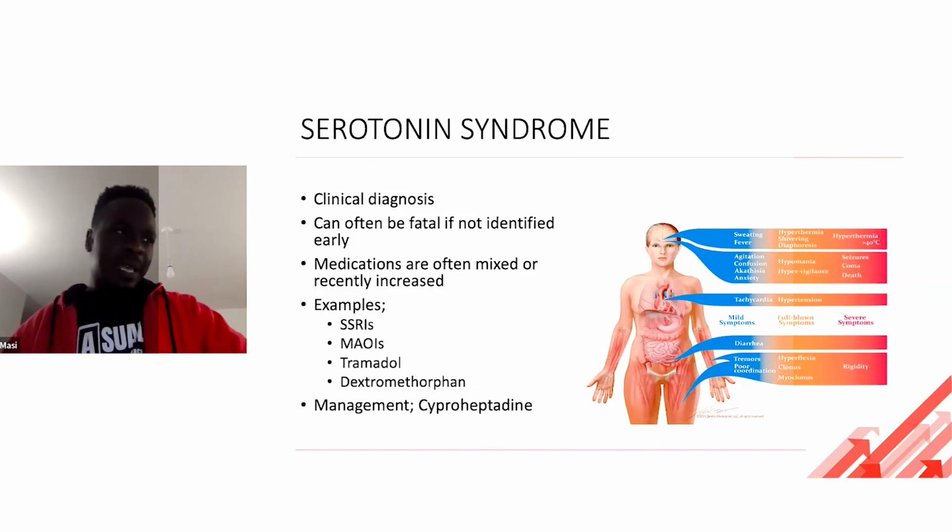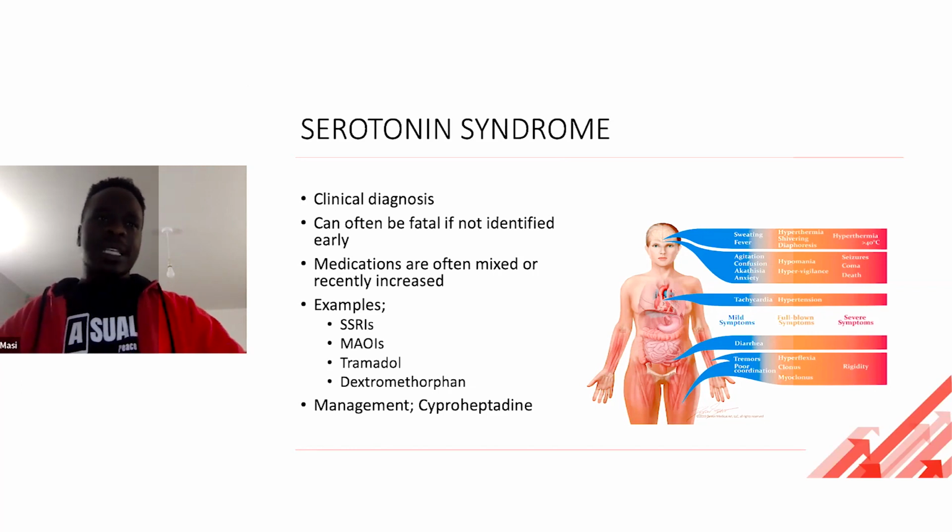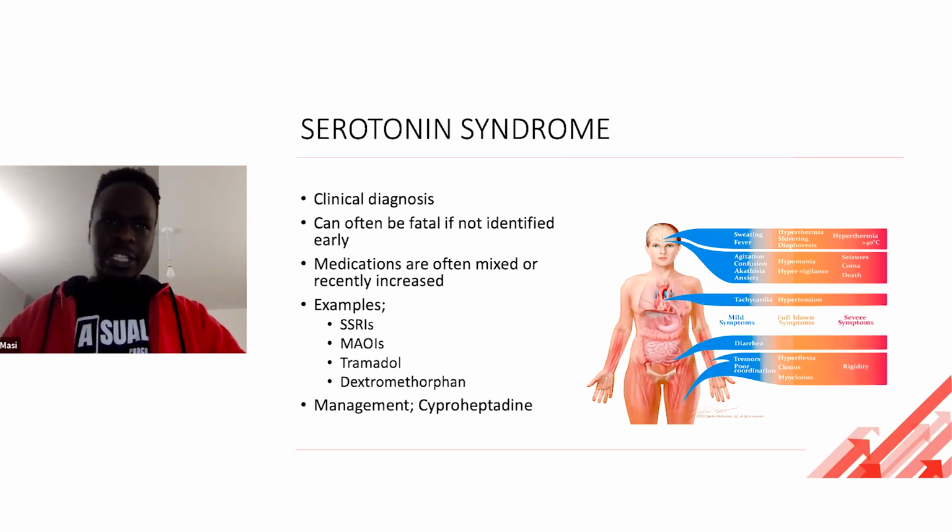It's one of the toxidromes, by the way, though it's quite a specific one. And the medications that cause them are mixed. The examples are SSRIs, monoamine oxidase inhibitors, and tramadol. These patients will present with a spectrum of symptoms. If it's mild, they'll be sweating, they'll have fever, agitation, confusion, some diarrhea, tremors, and poor coordination.